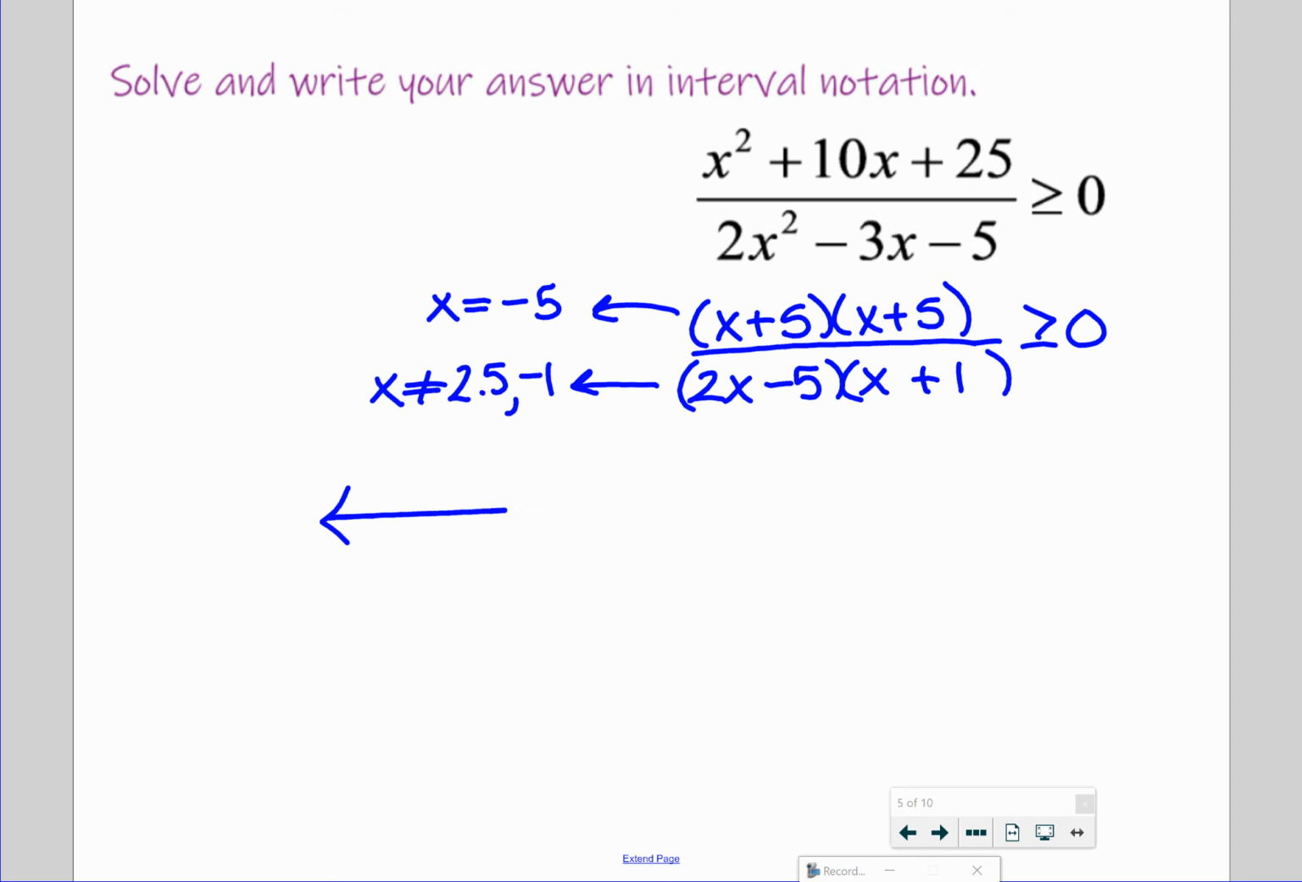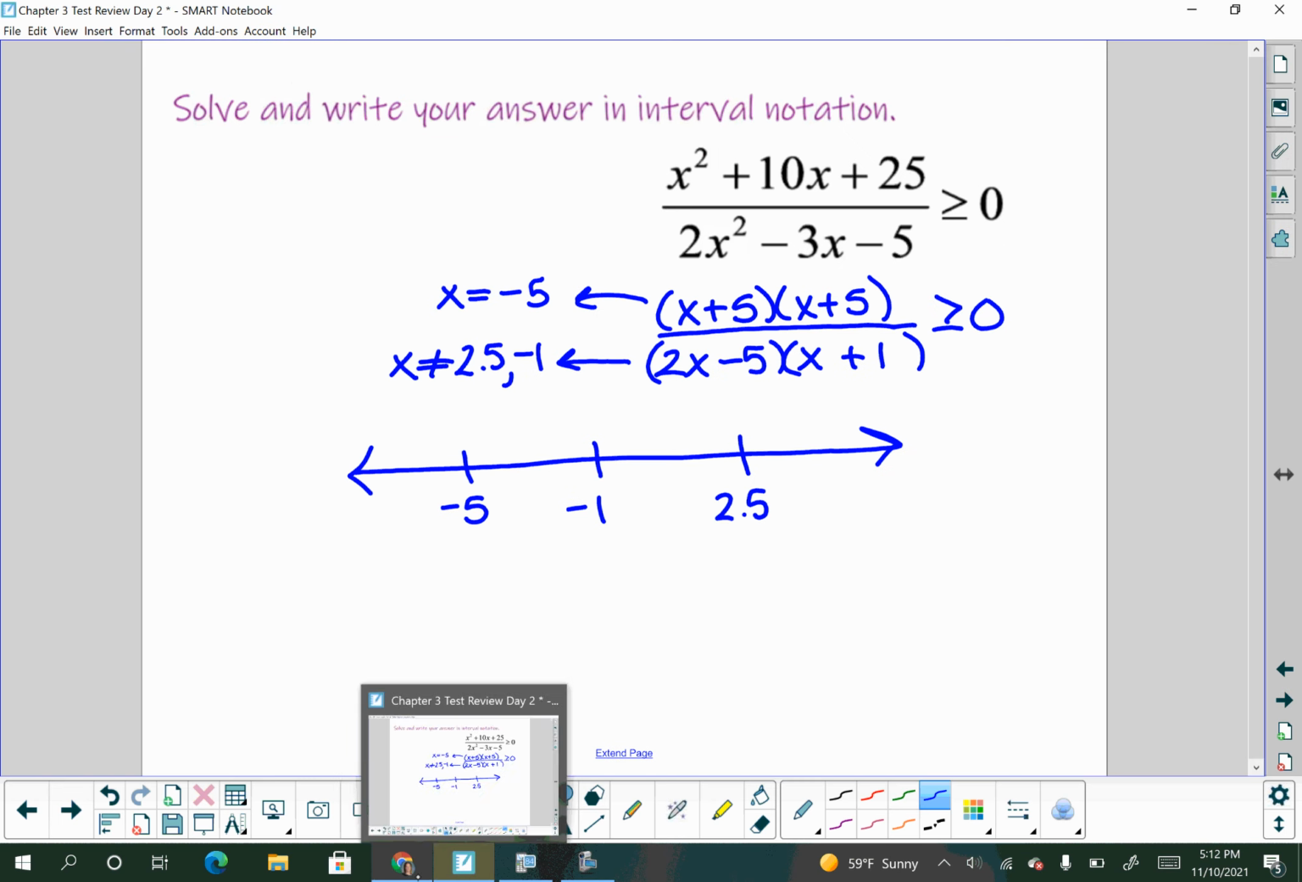Go to your number line. Put those breaking points on there. Negative 5, negative 1, and 2.5. And then we're going to test values in each of these intervals. For this one, I'll show you how you can use the calculator.